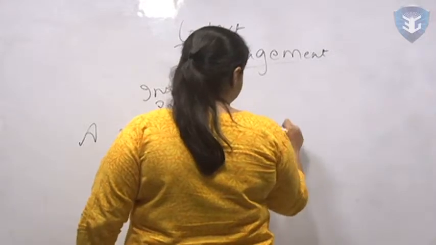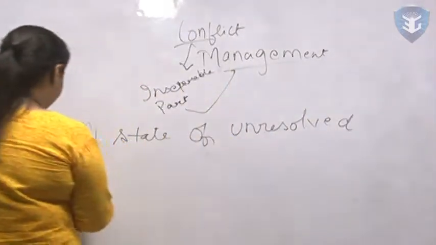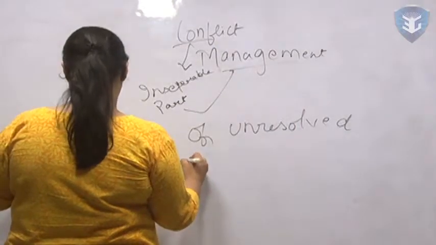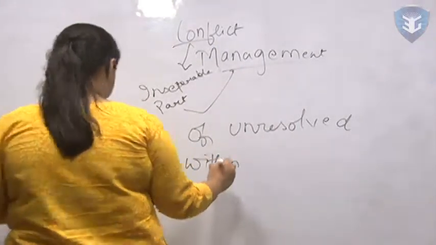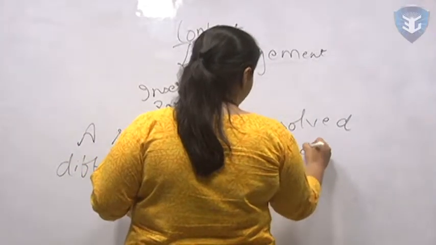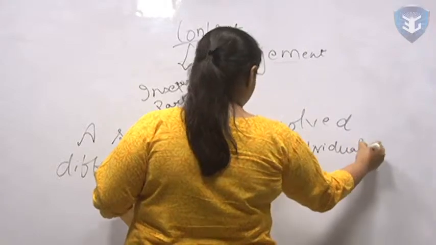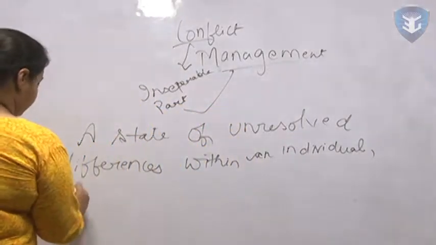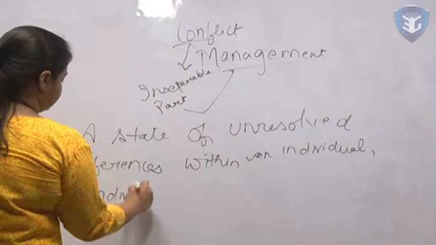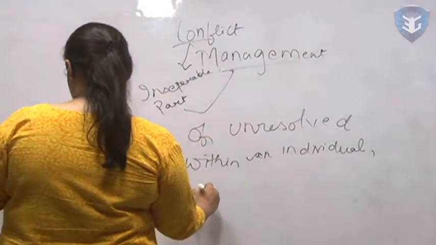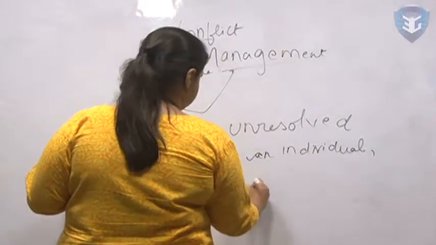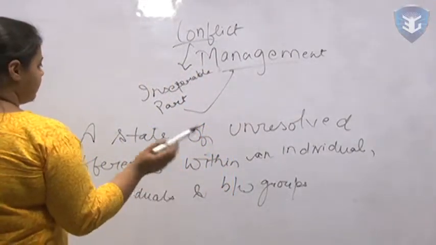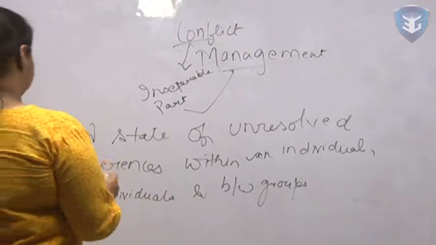unresolved differences within an individual. The differences can be internal or external, maybe between two persons or two teams. So that's why it says differences within an individual. Then it can also be between different individuals and between groups. So conflict is basically any sort of unresolved differences occurring between two individuals, groups, or within an individual.